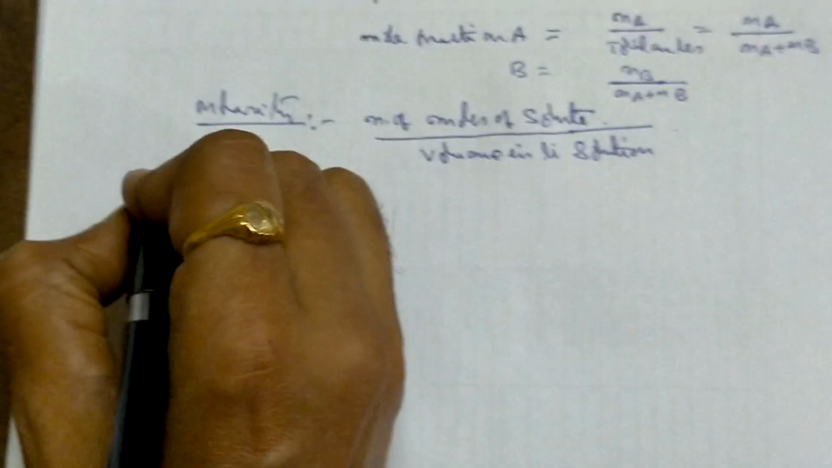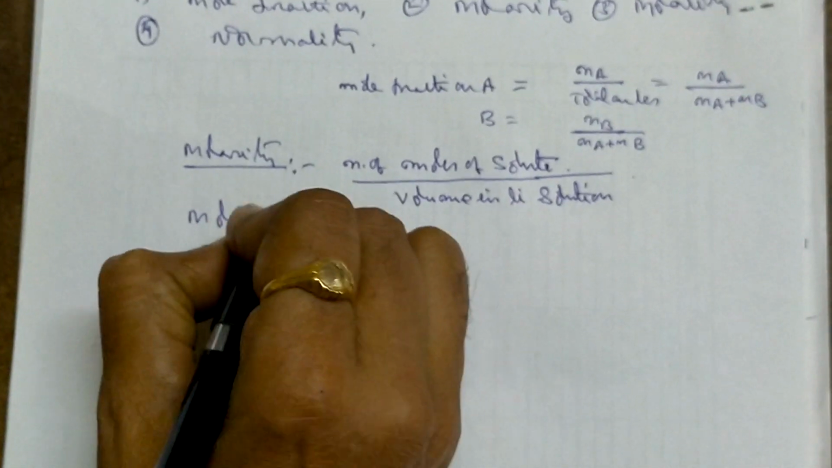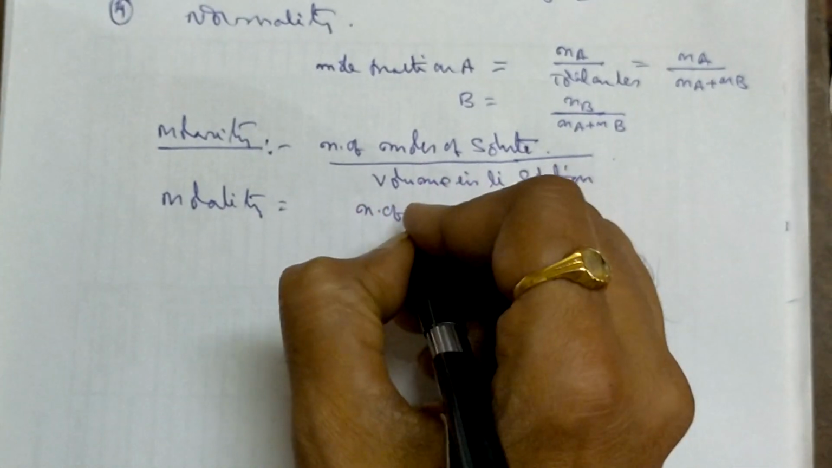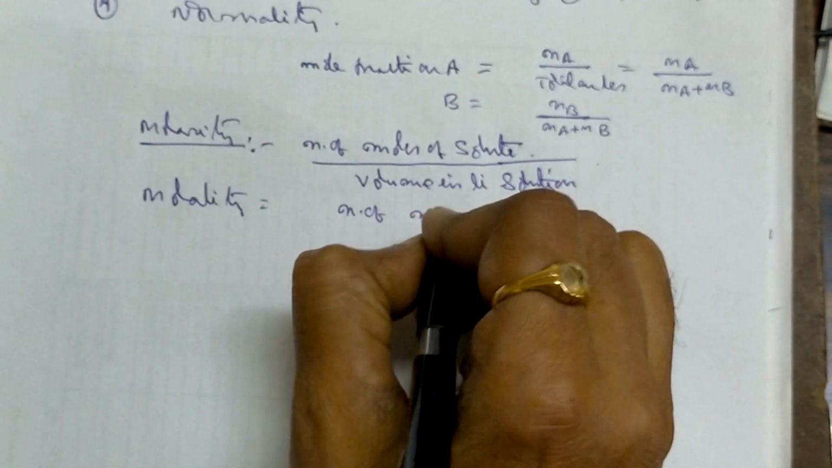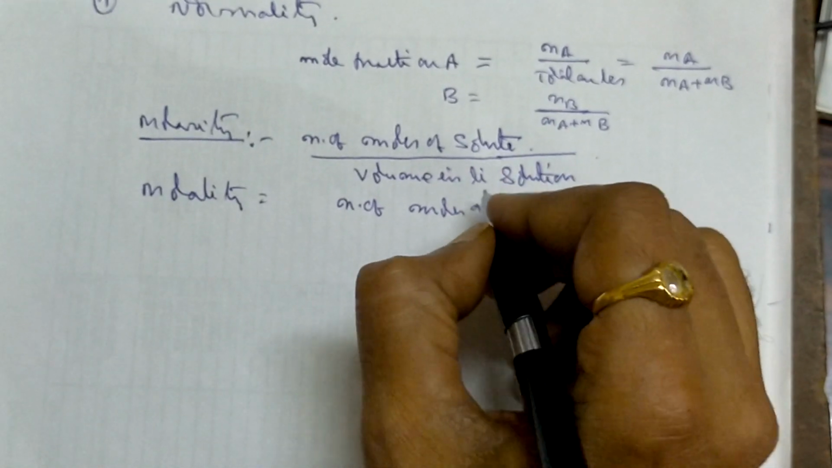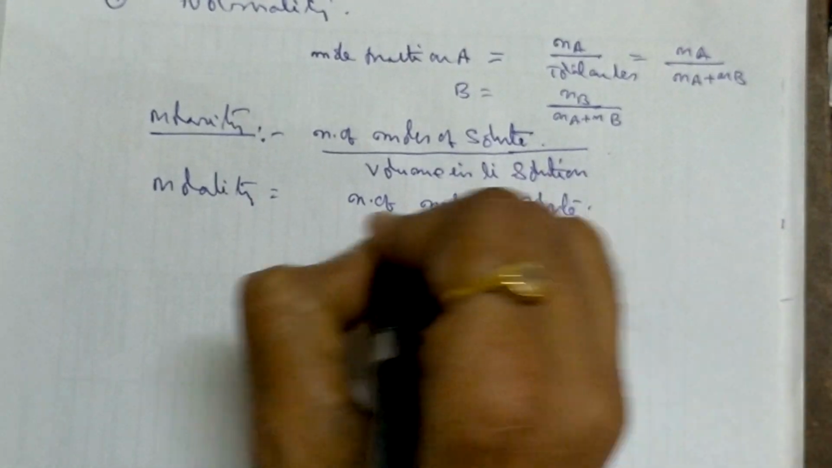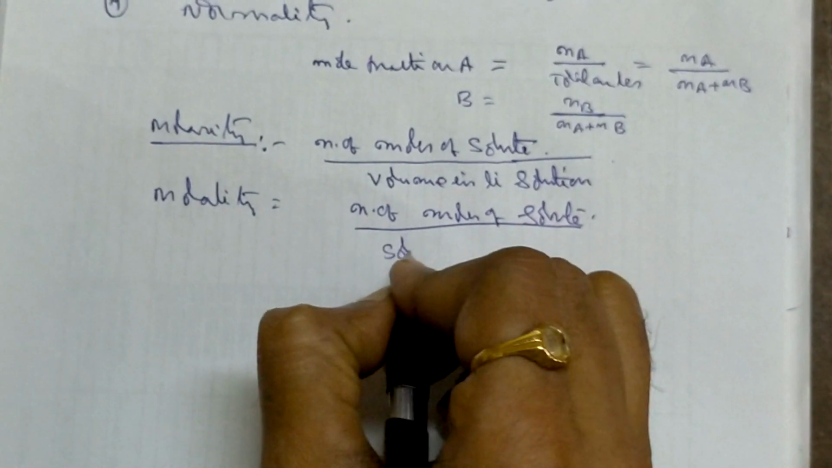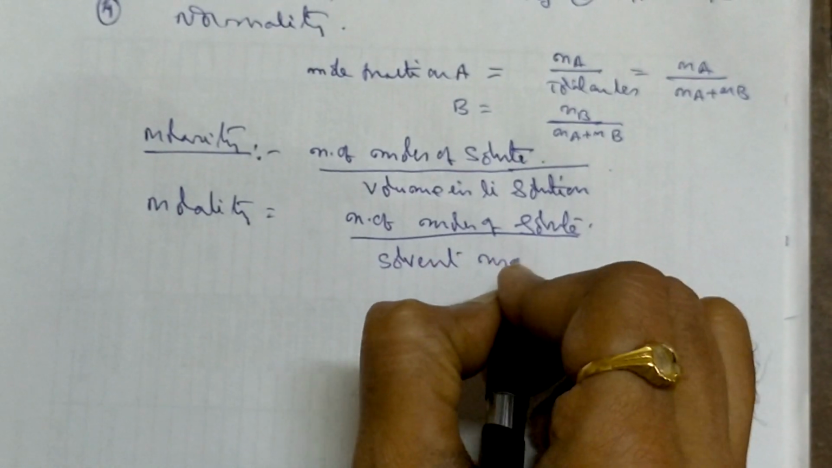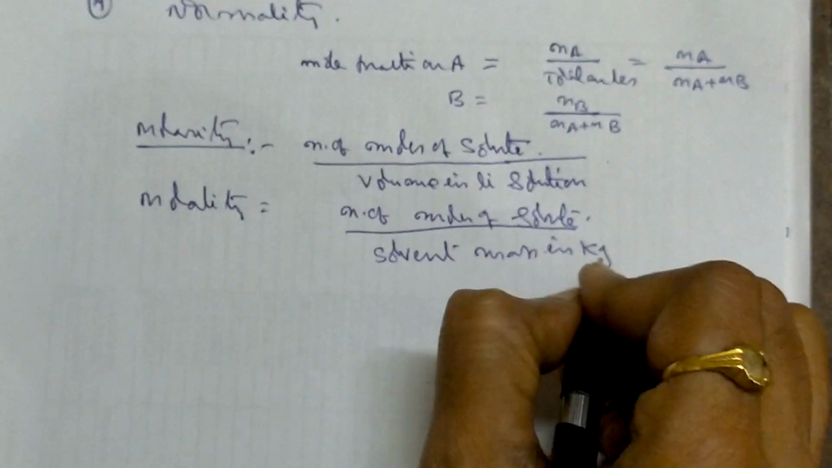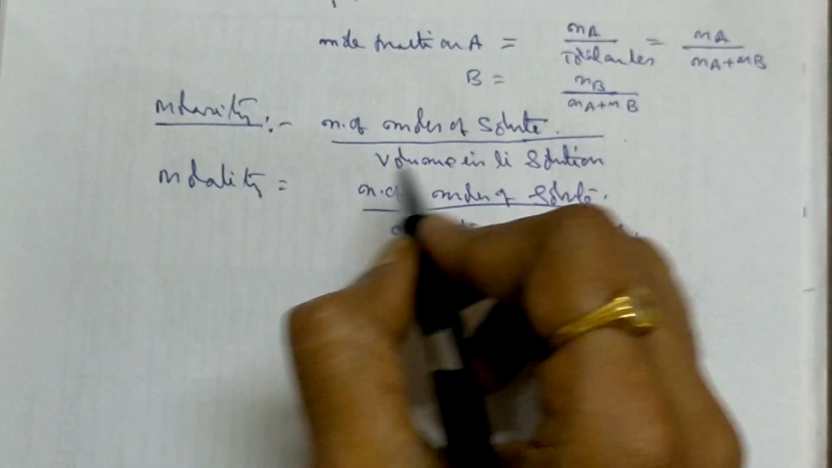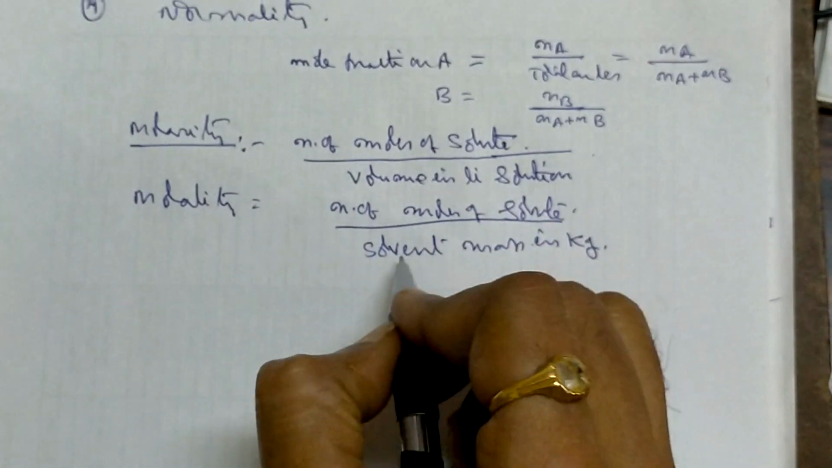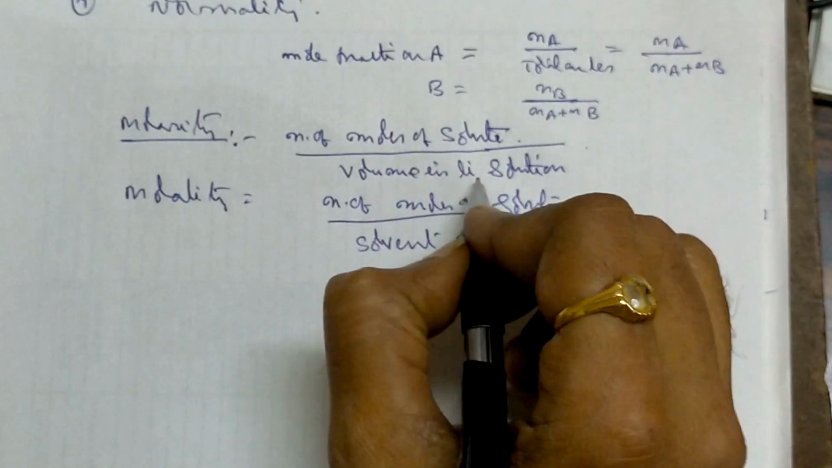That is the molarity. Then if you see molality, the top one is the same, that is the number of moles of solute. In the bottom here, it is solvent mass in kg. The denominator changes. Molarity and molality: the top one is the same, number of moles of solute. In molarity it is volume in liters, here it is solvent mass in kgs.